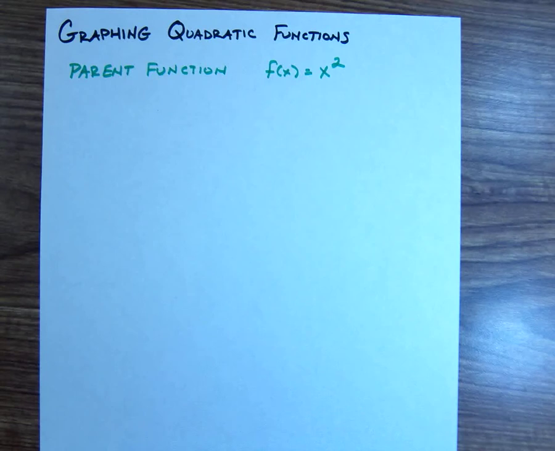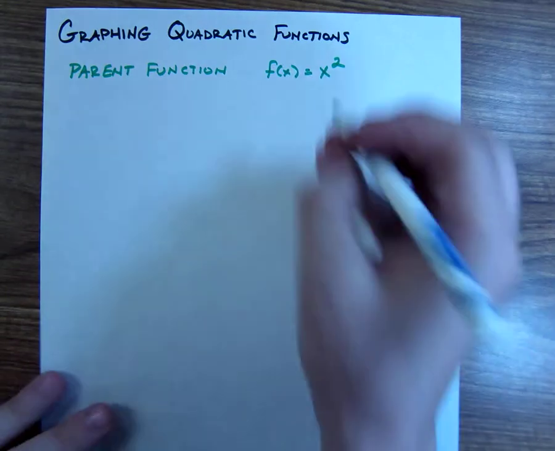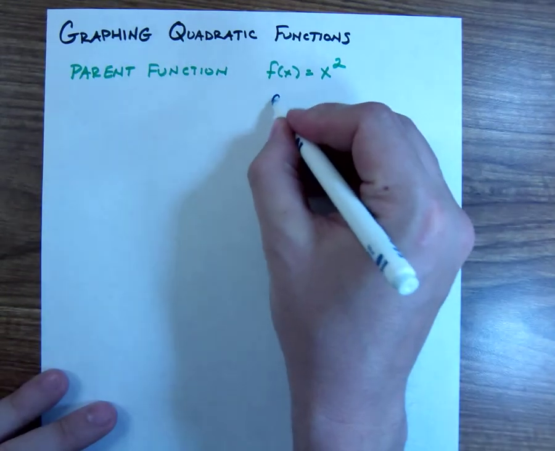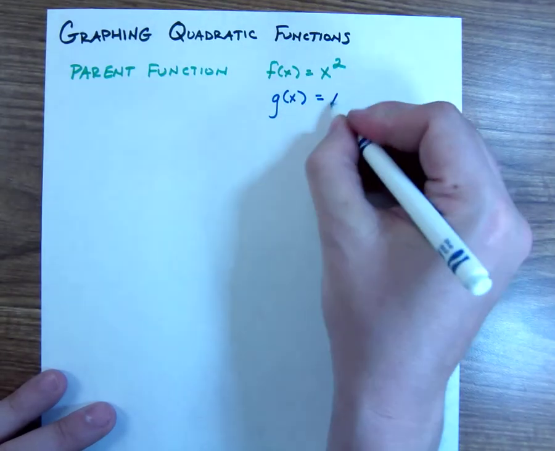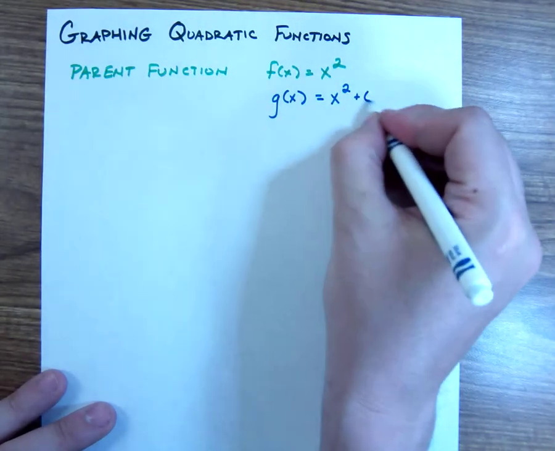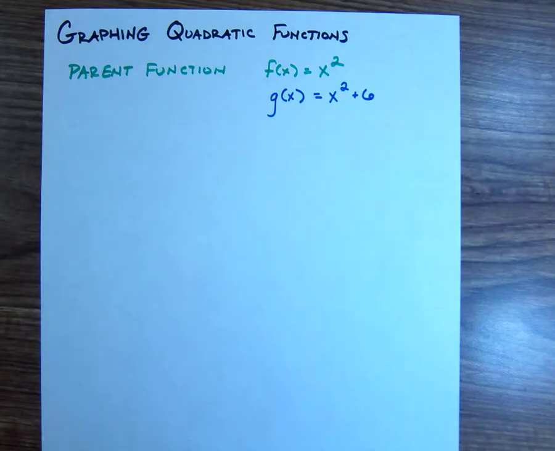And we're going to do some experimentation with this function. We're going to see what happens when we add or subtract various numbers into this function. So for example, we're going to start off by comparing the parent function, f of x equals x squared, to this function. We'll call it g of x. G of x equals x squared plus 6. So the question that we want to answer here is, what happens to the parent function when you add 6 onto the end? What does that change about the way the parent function looks?